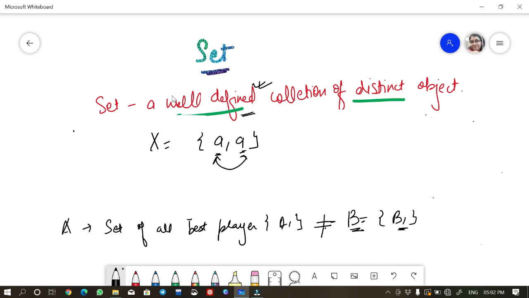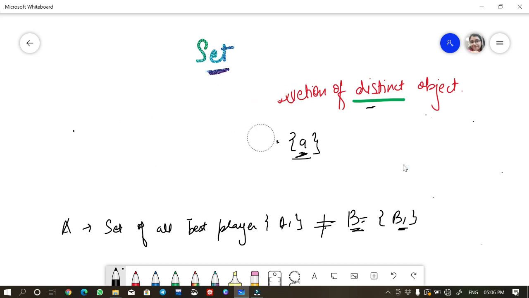By distinct we mean it will simply be written as singleton a. It doesn't matter how many times A actually is. If you write it as a set, it will only be considered as a single element. Okay. Now let's move to the next definition, which is the definition of the axiom of regularity.